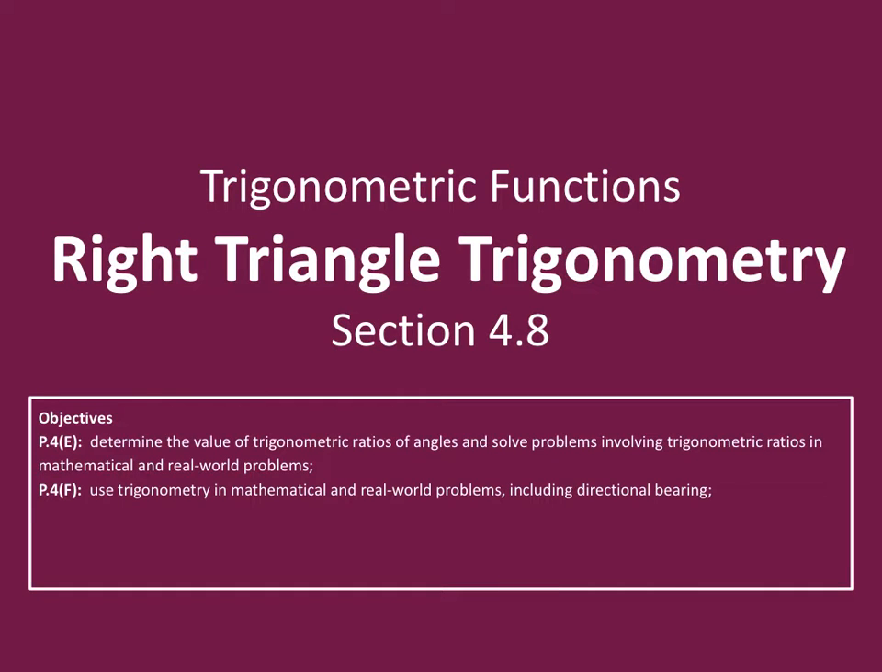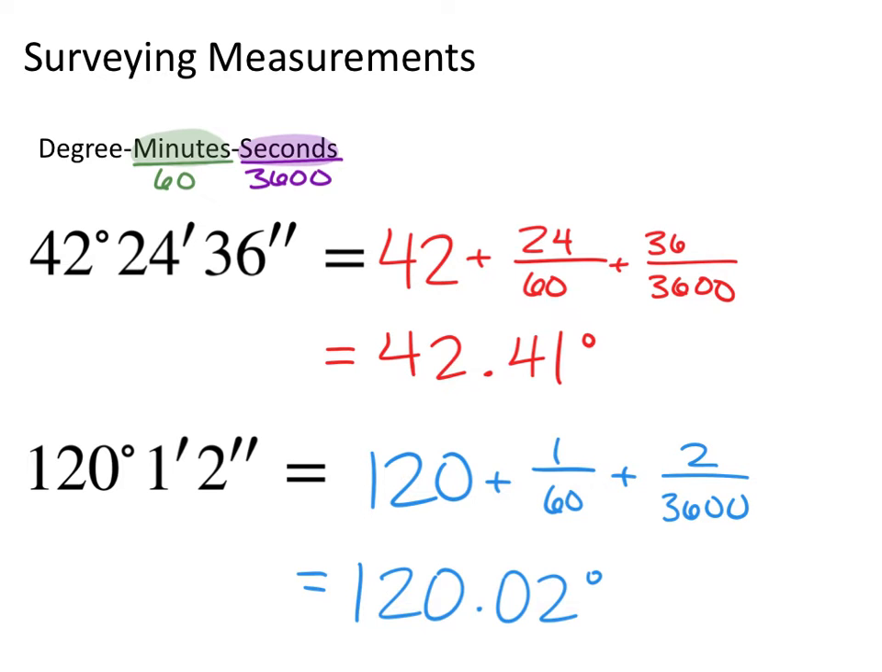Section 4.8 is all about right triangle trigonometry, or really triangle trigonometry, and using this in real life to solve real world problems. One of the best things you're going to have to do today is draw a picture for all of these real world scenarios. One thing that we haven't really gone over but is important is changing what's called degrees, minutes, seconds.